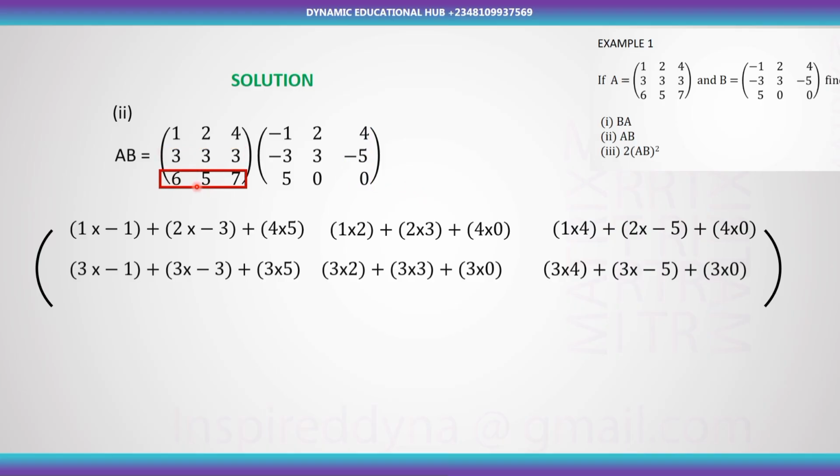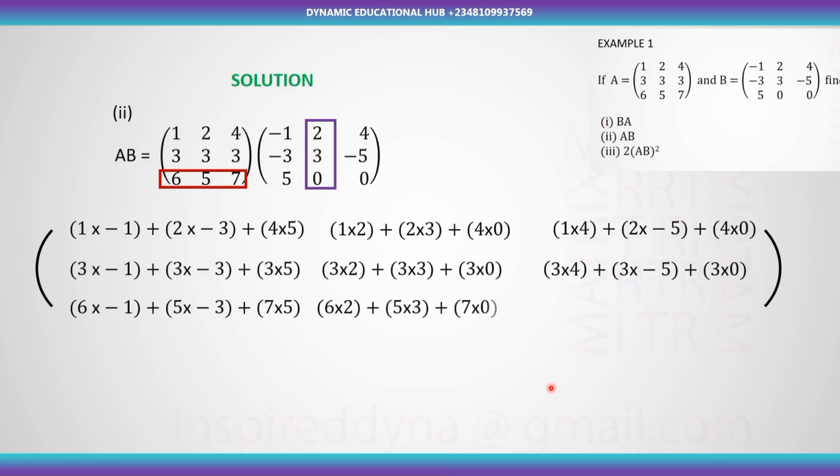Finally, to the last row, we have 6 multiplied by minus 5 plus 5 multiplied by minus 3 plus 7 multiplied by 5. Here. To this, 6 multiplied by 2 plus 5 multiplied by 3 plus 7 multiplied by 0. We have here. Lastly, we have 6 multiplied by 4 plus 5 multiplied by minus 5 plus 7 multiplied by 0. We have here. And the next thing is to compute our answer. Let's see how to solve that.